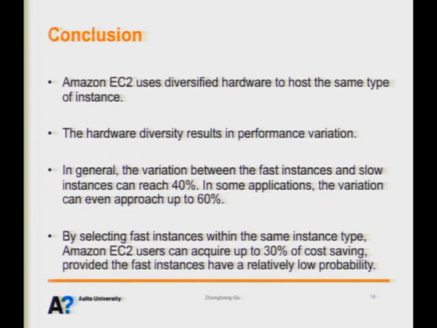So the conclusion of this very simple workshop paper is kind of obvious too. The cloud actually uses very diversified hardware to host the same type of instance, and based on this diversity, the performance also varies a lot. In general, the variation between the fast instances and the slow ones can reach up to 40%. But at the application level, it is enlarged to maybe 60%. So by using the trial and failure trick here, you can get some benefits, kind of cost savings.